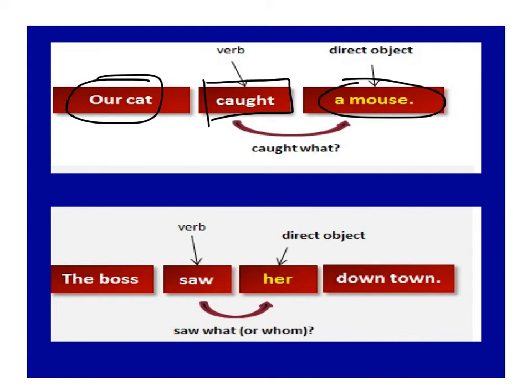In the sentence, the boss saw her downtown. The boss, again, is a subject, it's a person or thing that we're talking about. Saw is your action. The boss saw who? The boss saw her. It's your direct object.